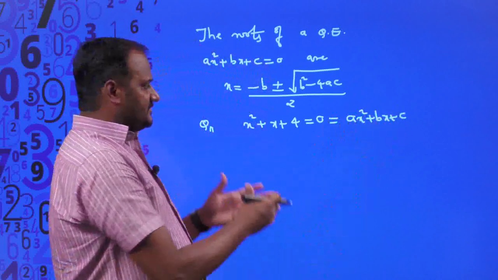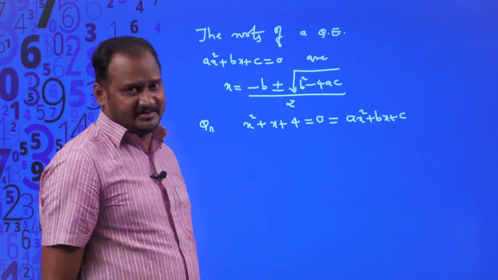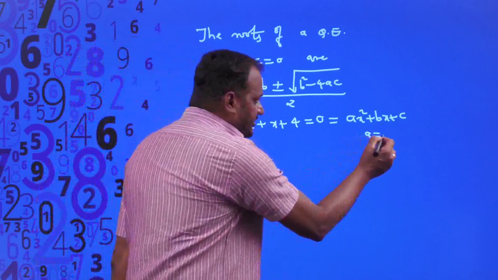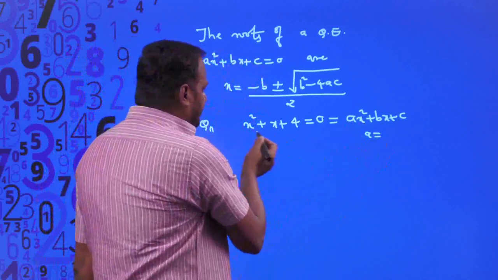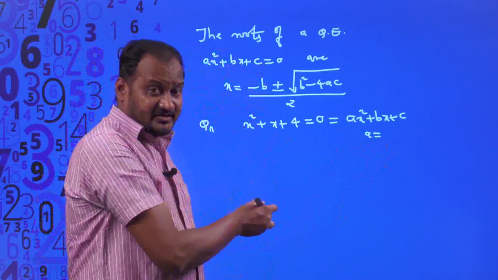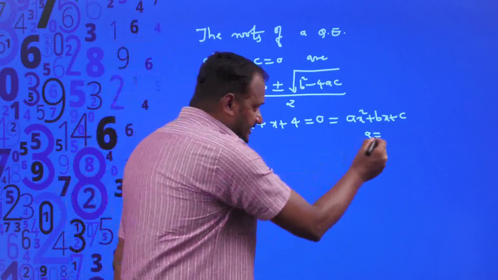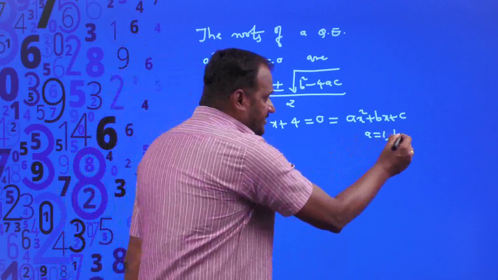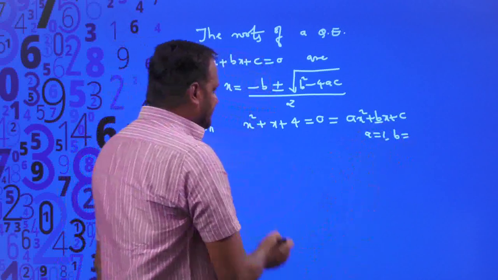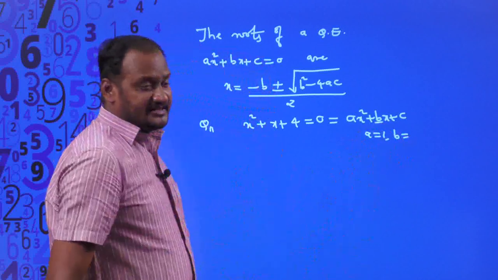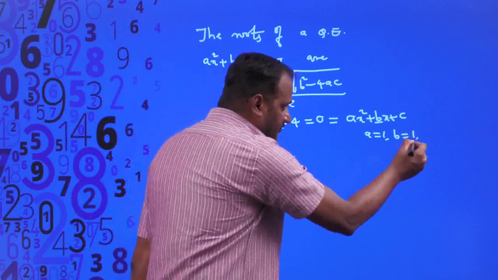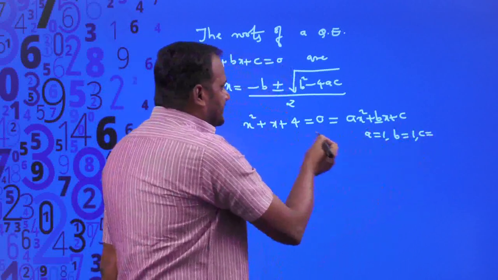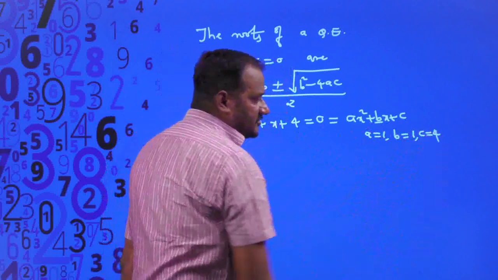So better try to figure out the values of a, b, c just to avoid all such confusions. The value of a: this is ax square, this is only x square, which means 1x square. So the value of a is equal to 1. And b is equal to the coefficient of x. Here, what is the coefficient of x? That is equal to 1. So b is equal to 1. And the value of c is going to be, what is c here? c is equal to 4.